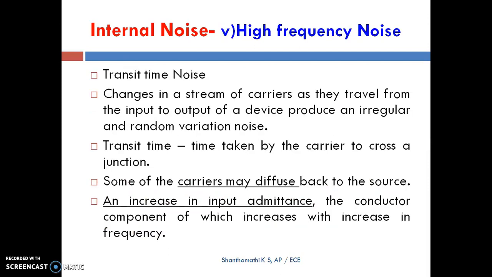The next noise is high frequency noise. This noise is also called transit time noise. Transit time means the time taken by the carrier to cross a junction. The changes in a stream of carriers as they travel from the input to output of a device produce an irregular and random variation, which is noise. In such conditions, some of the carriers may diffuse back to the source. This gives rise to an increase in input admittance, the conductance component of which increases with increase in frequency.